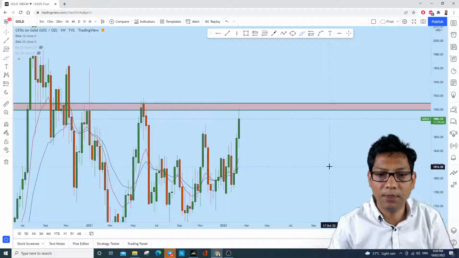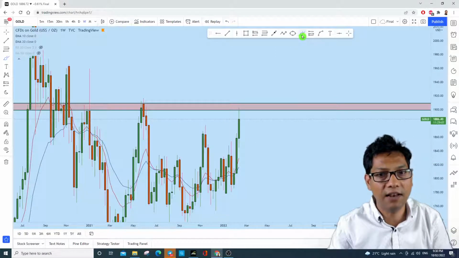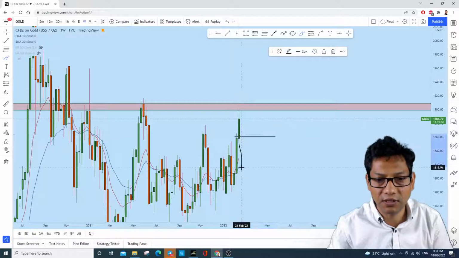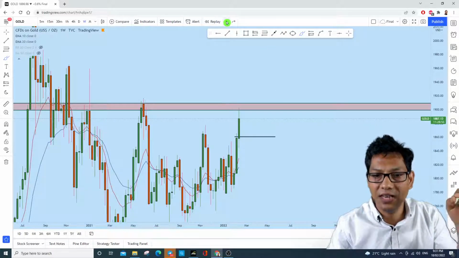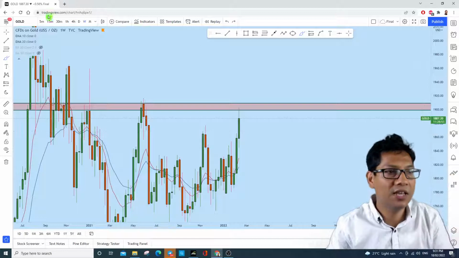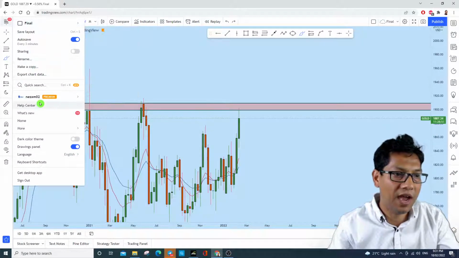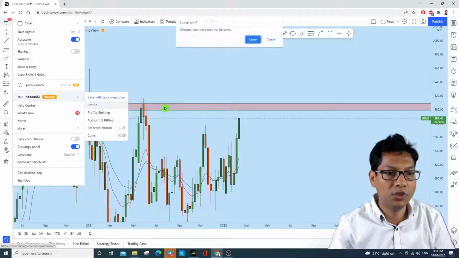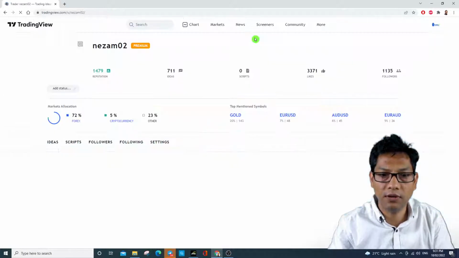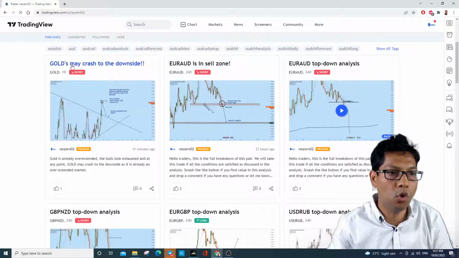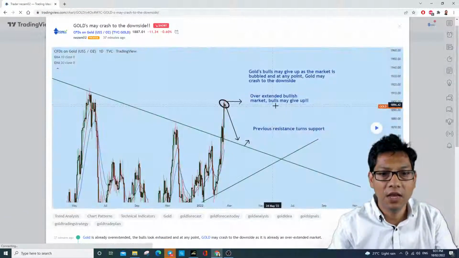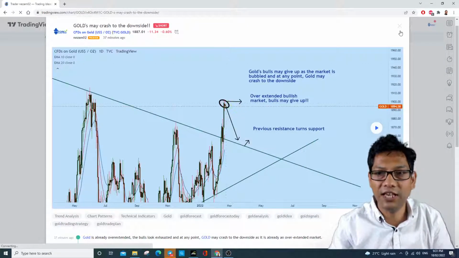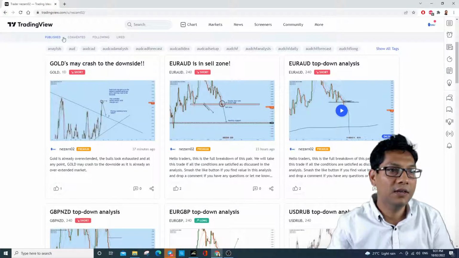What you saw is that the price is already overextended, and maybe this week we might see gold closing somewhere here. We don't know, but it is now crashing. Just let me show you. Maybe half an hour ago I posted on TradingView, so you know how it works. Look at this. Gold may crash to the downside, when the price was here. Now, let me show you in the chart where the price is.